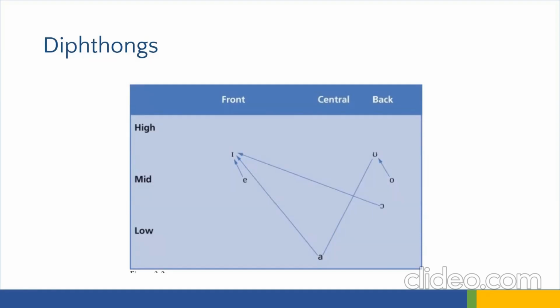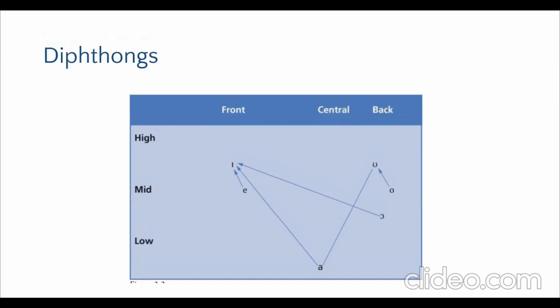And let me play the sound for diphthong. For example, we have ear, for here. And then we have ay, for game, and ur, for pure. And then oi, for toy, oh, for no.